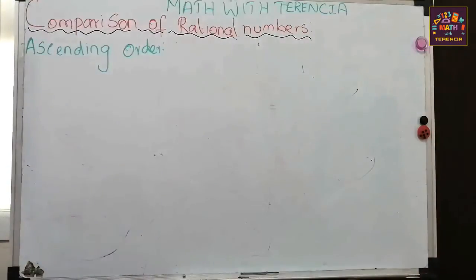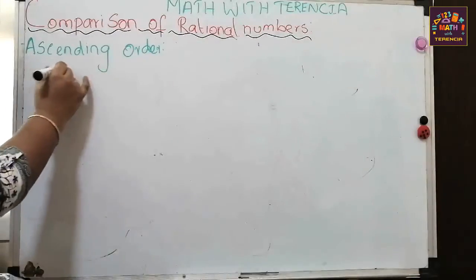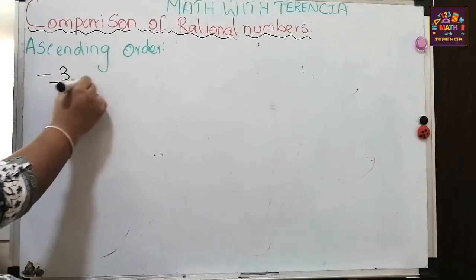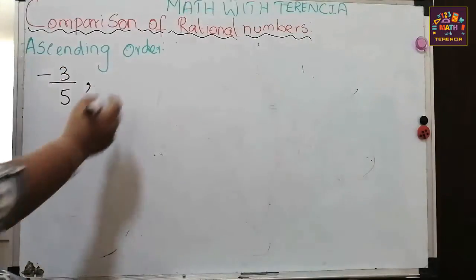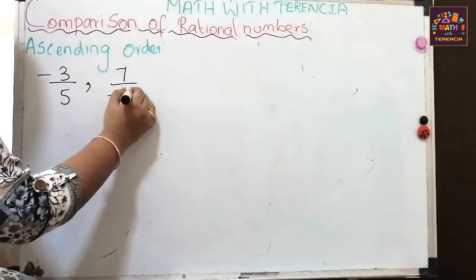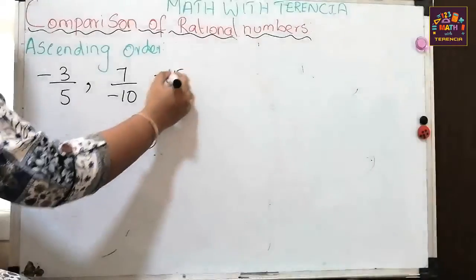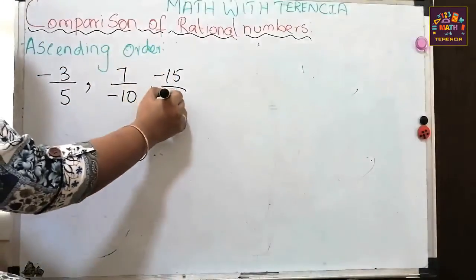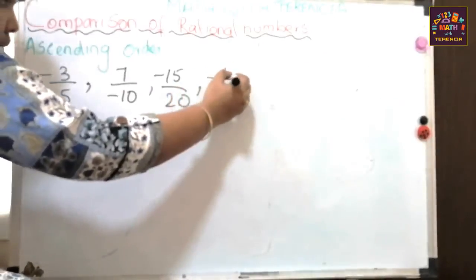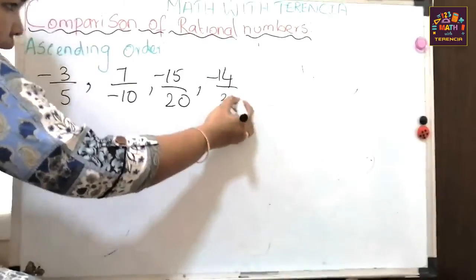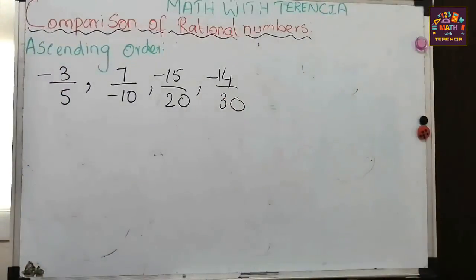Arrange the given numbers in ascending order. What is ascending order? It's similar to climbing up, small to big. So you are going to arrange minus 3 by 5, 7 by minus 10, minus 15 by 20, minus 14 by 30. So you are going to arrange these four numbers in ascending order.